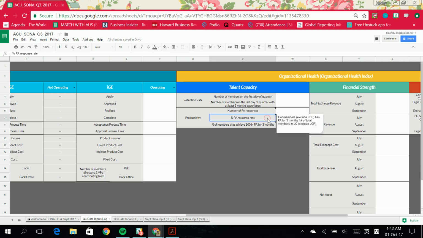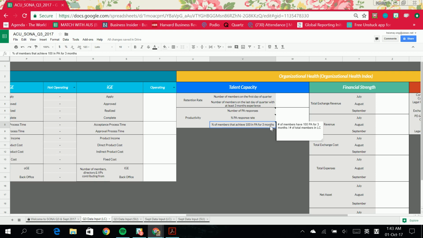And then what's the percentage of response rate? It's the number of members that have PA for 3 months, divided by the total number of members in LC. The reason why we divide by the total number of members in LC is that all members should have done PA except LCP only. So this is the percentage of members that achieve 100 in PA for 3 months.